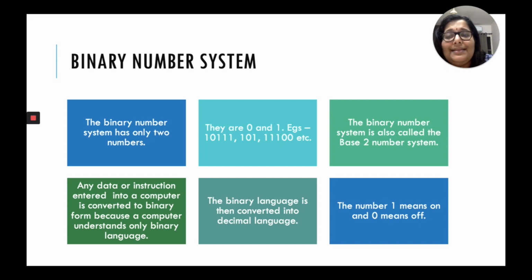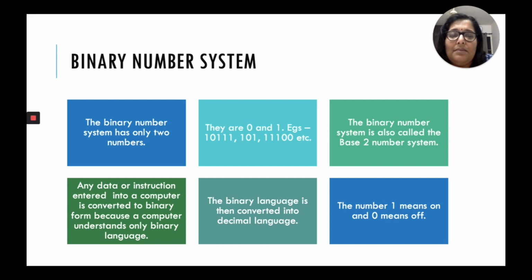Any data or instruction entered into a computer is converted to binary form because a computer understands only binary language. Please understand, your computers cannot understand the decimal number system. Anything that is given into the computer is converted into a binary language for the computer to process it. Once the process is done, if they give you the result in binary language in zeros and ones, you will not be able to interpret the data. So the computer reconverts it back to the decimal system to give us the result.